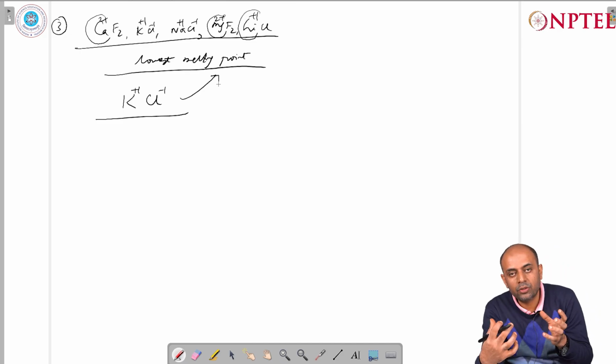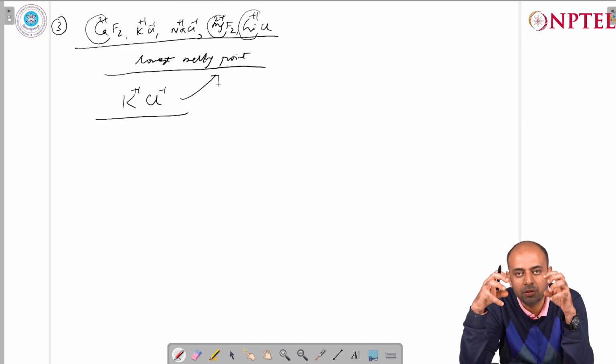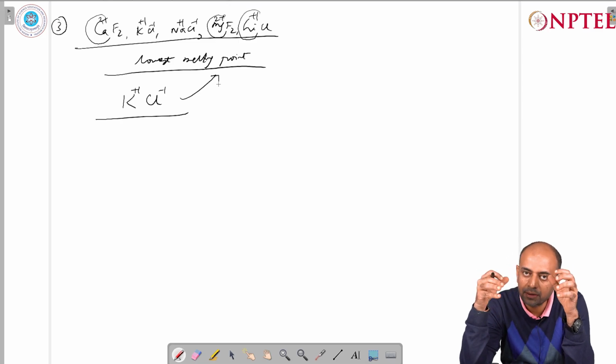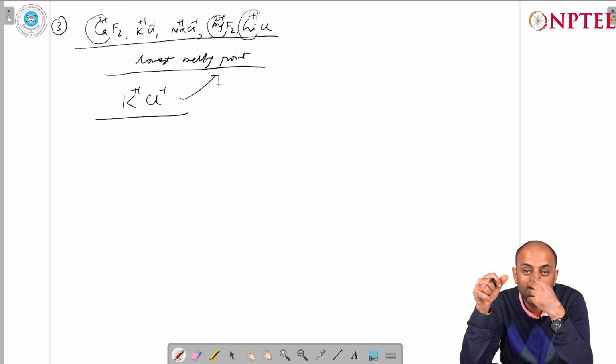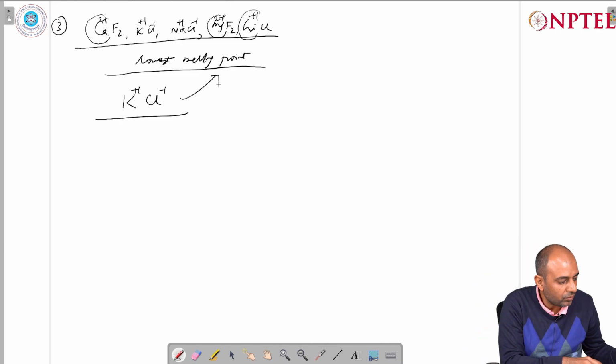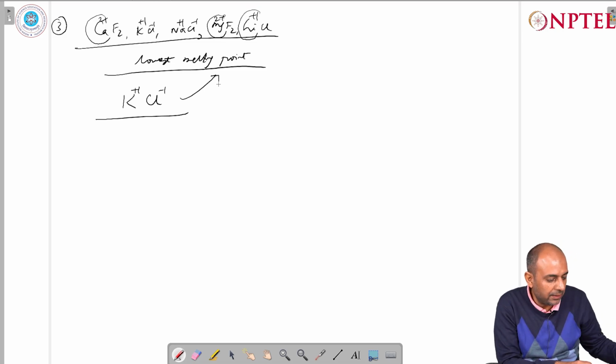As long as the electrostatic interaction between the ions is weak, the ionic solid is less stable, and therefore it takes much less energy to melt the solid, resulting in the lowest melting point for KCl. Let us take up the next example now.